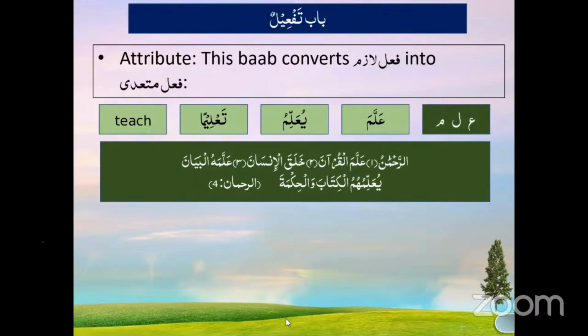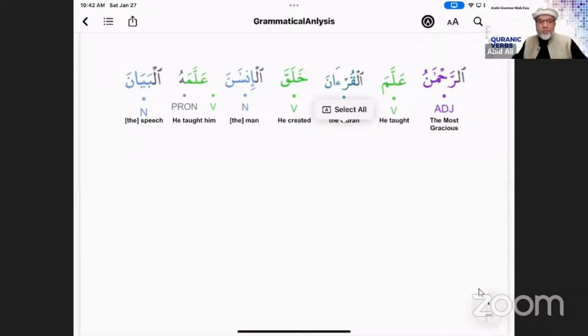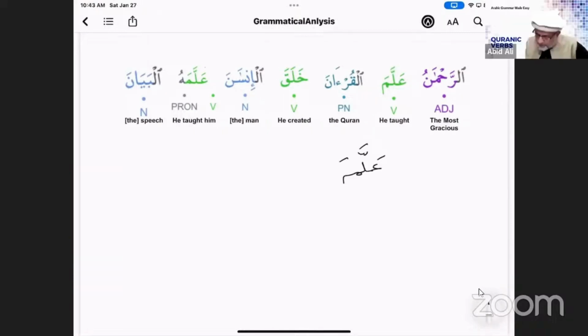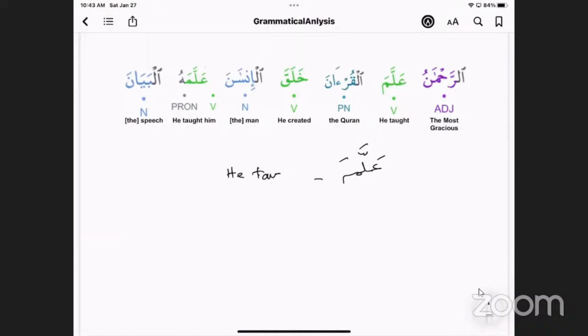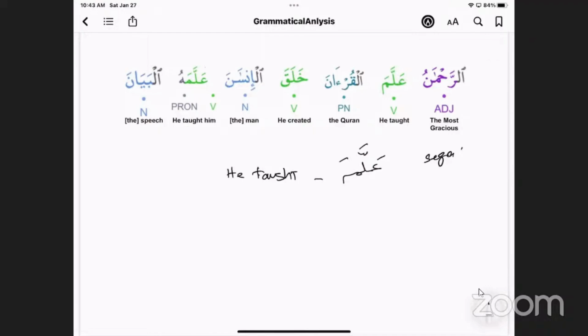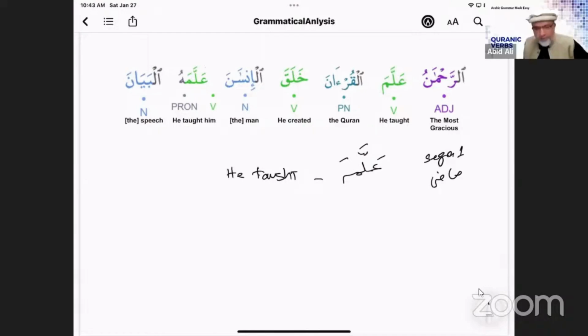Okay, let's do this exercise together. This is an exercise where we are not only applying our verb knowledge, but we are applying all of the learning we have done so far. Okay. So if I go ahead and say, what does this mean? He taught. Agree with me? Is this Siga 1 Madi? Yes.